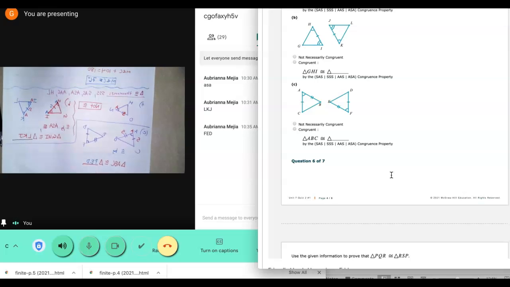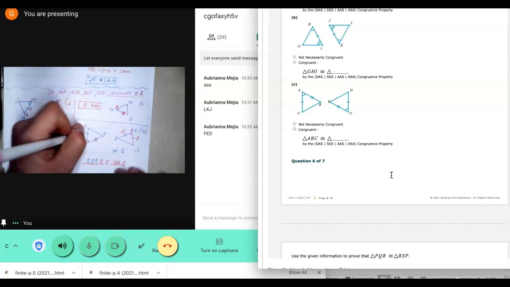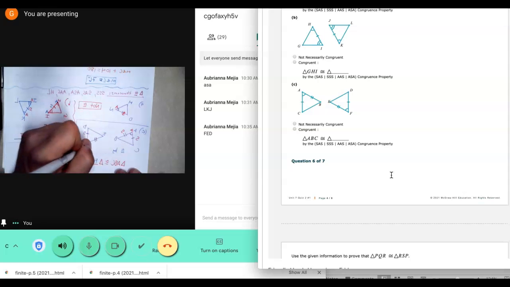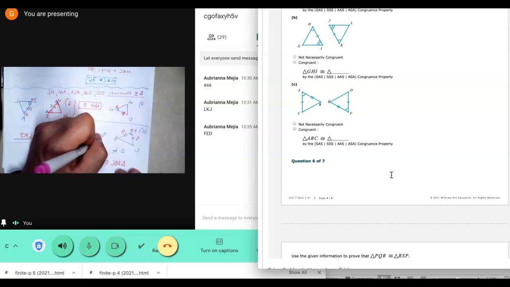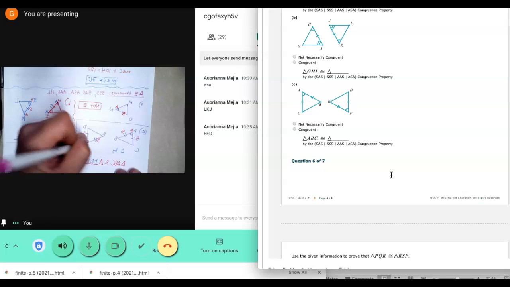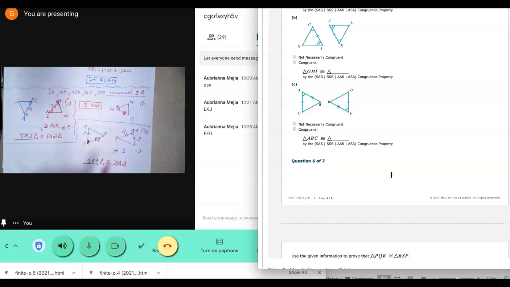Anybody get the congruence theorem here, right? We have a side here, marked congruent to a side over there. We have an angle here, marked congruent to an angle over there, and then we have another side here marked congruent to that side over there. So anybody want to chime in? Which congruence theorem applies here for number 5C?